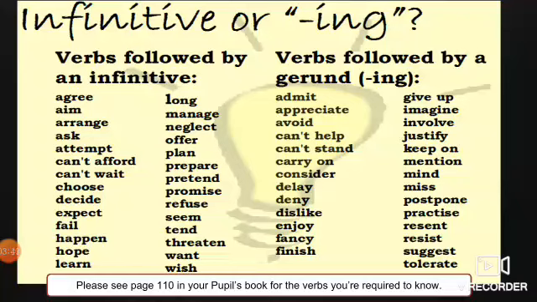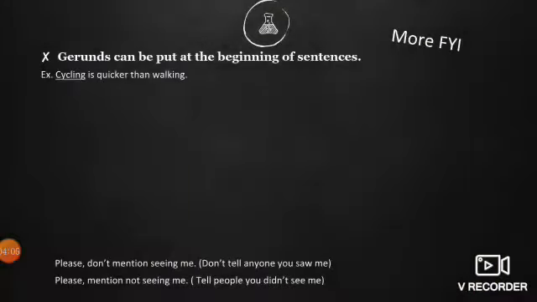But you guys can look to page 110 in your pupil's book, and those are the verbs that you guys need to know. So it's in the back of your book on page 110. You can find a list for the infinitive verbs and the gerund. So these are verbs that after those verbs come either a to or an ing. So here, guys, more information.